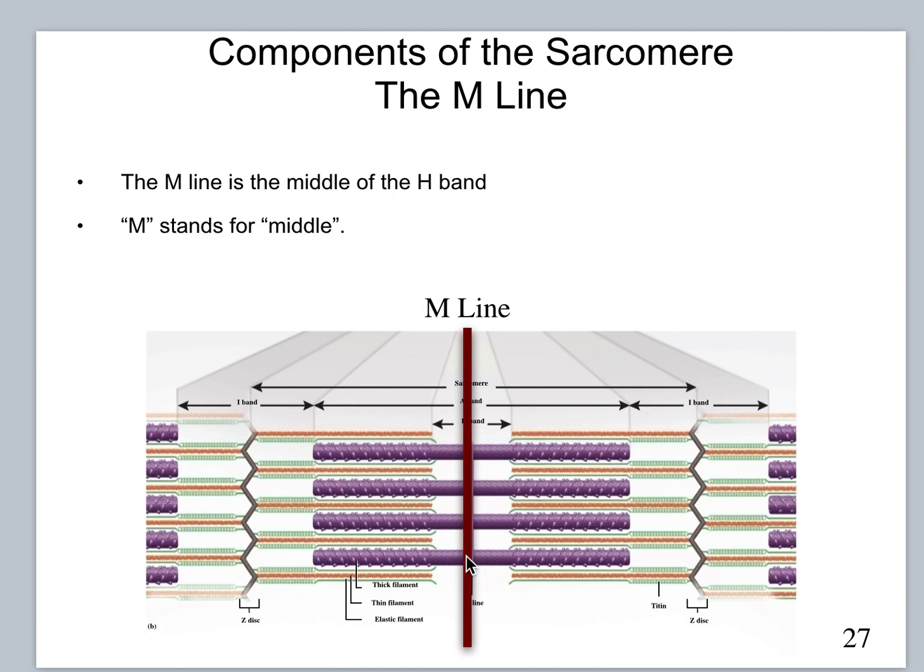And this slide here shows the M line, which stands for the middle. This is the middle of the sarcomere. This is where the thin filaments, when they contract, approach towards the M line. They approach from either side. They come towards the M line and shorten the sarcomere.